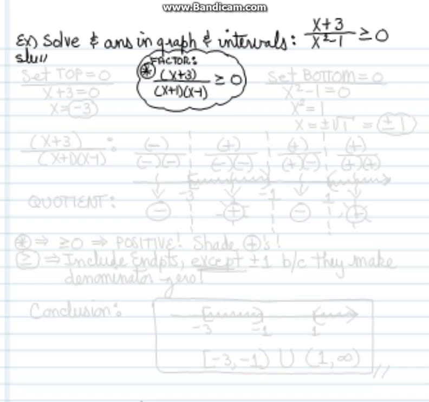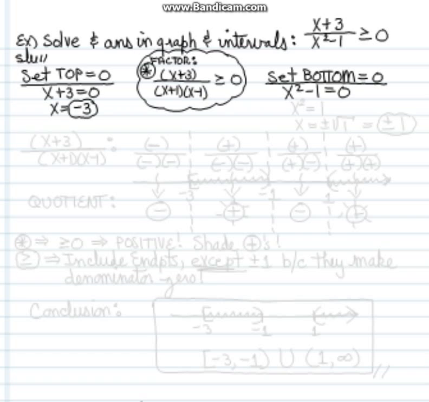So we have x plus 3 on the top, x plus 1 times x minus 1 in the factored form of the bottom, is greater than or equal to 0. That's our step 2. Now let's set the top equal to 0. The top is x plus 3, set it equal to 0 and solve for our critical number. x is equal to negative 3.